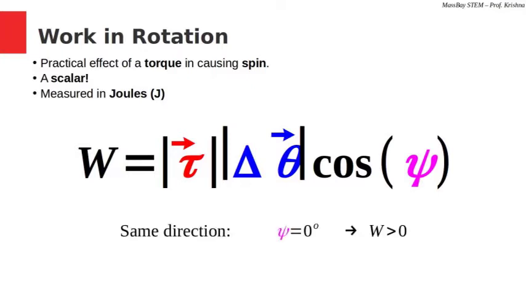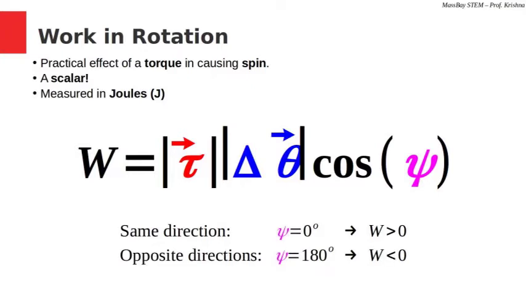Suppose the torque and the angular displacement are both clockwise. Then their vectors both point in k hat. The angle between the vectors is 0, which makes the cosine 1, which in turn makes the work positive. Similarly, if the torque and the angular displacement are both counterclockwise, then their vectors both point in negative k hat. Again, the angle between the vectors is 0 and the work is positive. So if the vectors point in the same direction, both clockwise or both counterclockwise, the work is positive.